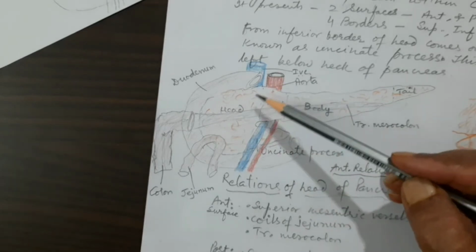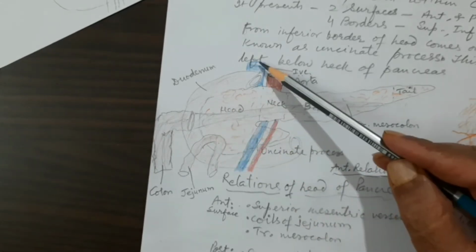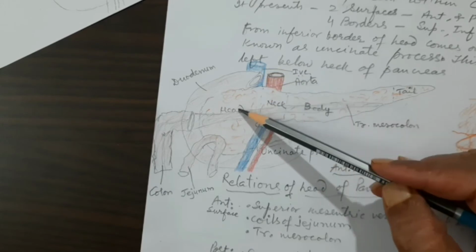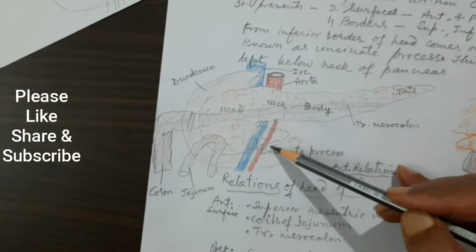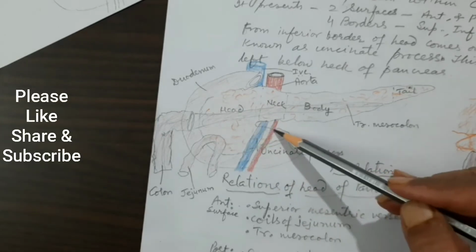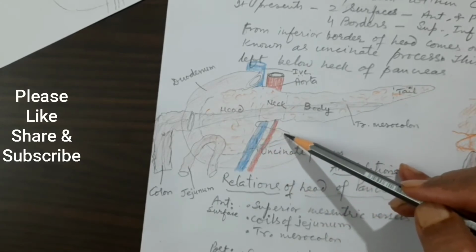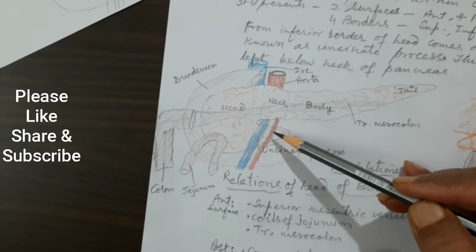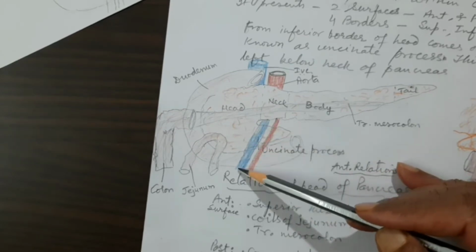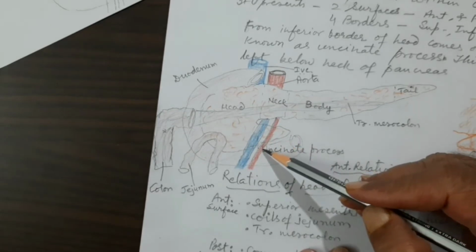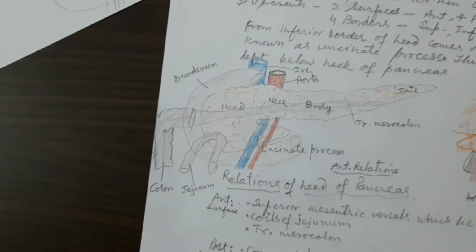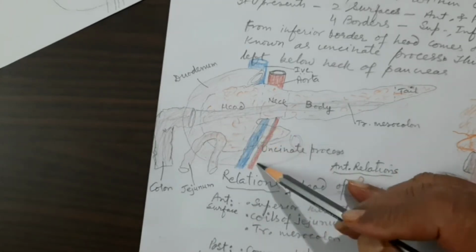And then posterior to this head, the other structure seen here, placed more posterior to the head, is the inferior vena cava. And then there is a hook-shaped structure coming from the inferior part of the head, and this is hook-like, hence it is called the uncinate process. And in front of this uncinate process, these are the two structures called the superior mesenteric vessels, that is the vein and the artery.